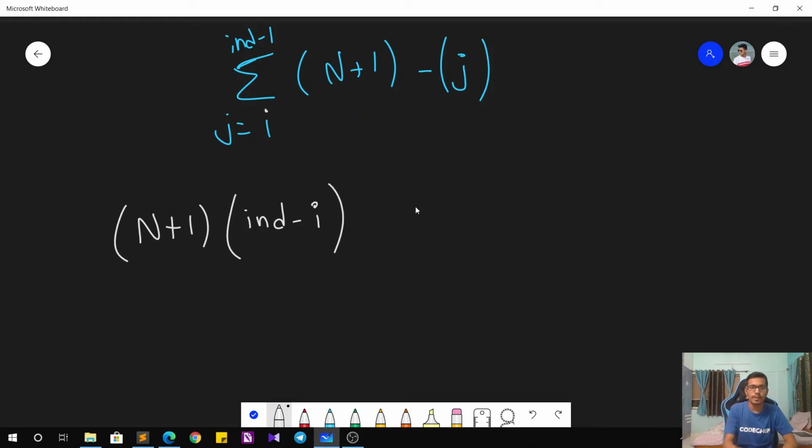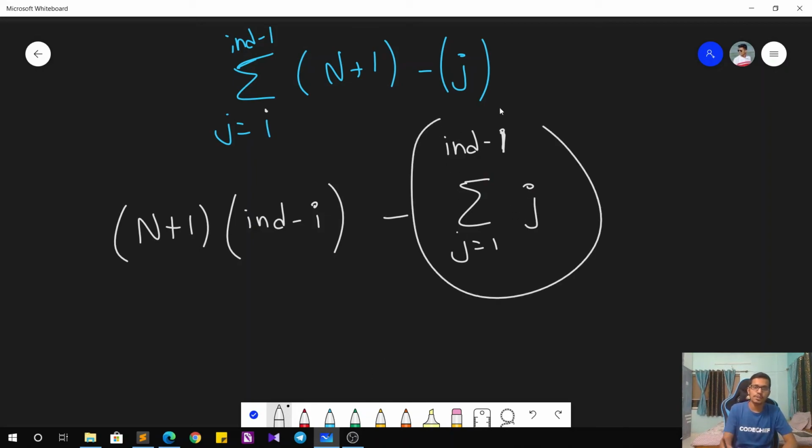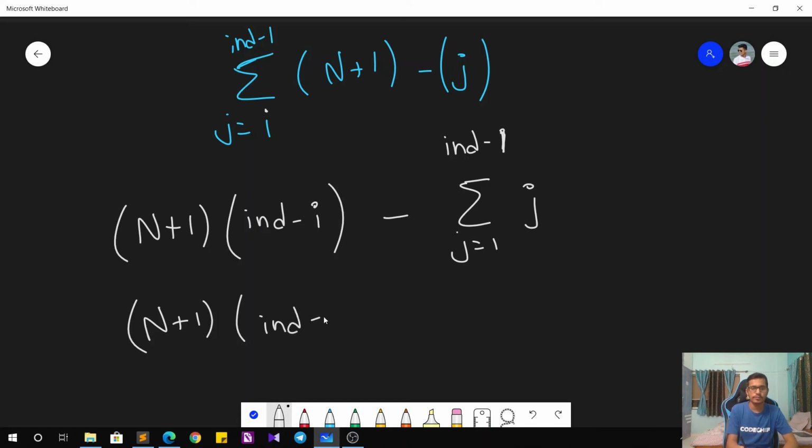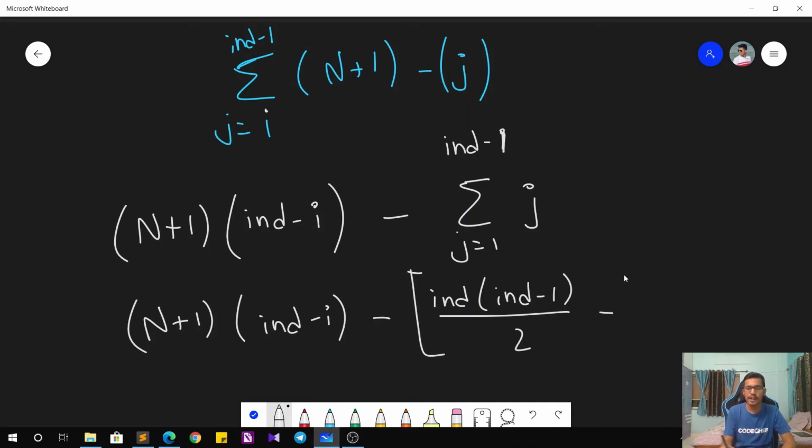And we have to subtract from this the summation j equals i to ind minus 1 of j. This is a very easy thing to do in maths. You have to basically calculate the sum from 1 to this index and subtract the sum from 1 to this index minus 1. So that can be done as follows. You have to do basically ind into ind minus 1 by 2, and you have to subtract from this i into i minus 1 divided by 2. So there you have it.